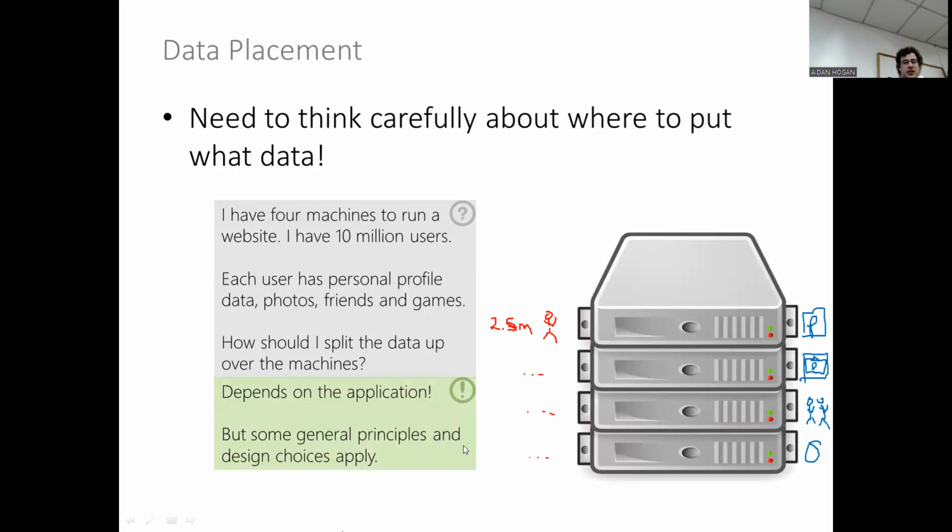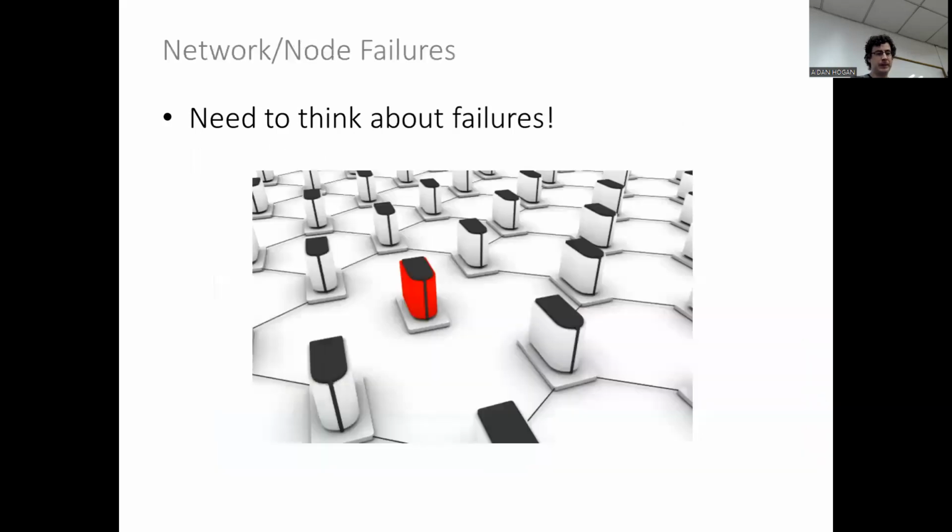So there are advantages and disadvantages to different types of distribution, but some general principles and design choices apply. What I'd like you to understand are the advantages and disadvantages of different options, to be able to reason about them and then apply those to a particular application. Somebody mentioned replication, that it's important to replicate. So what is this idea?